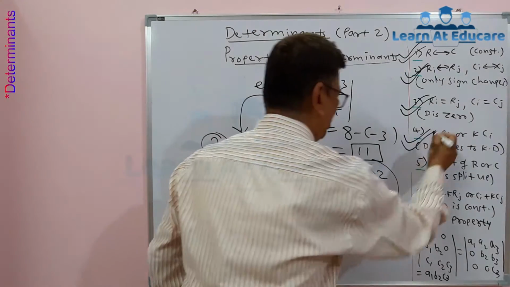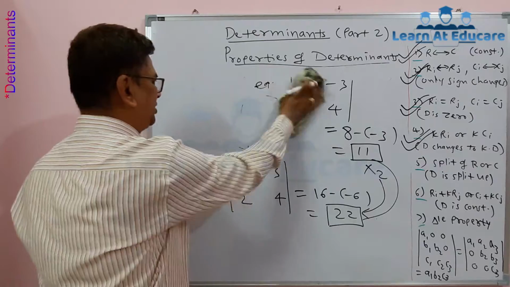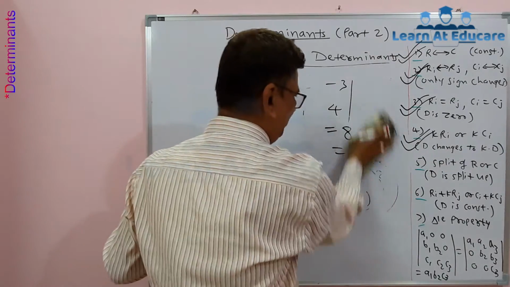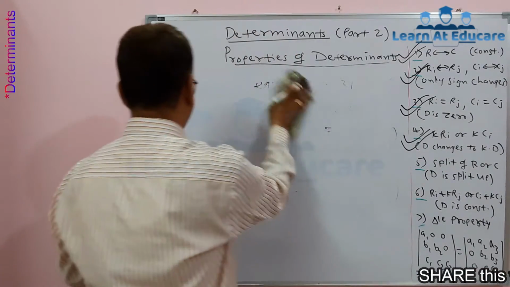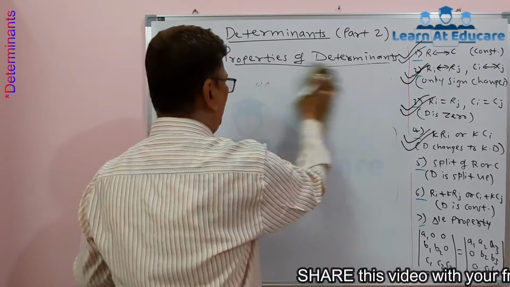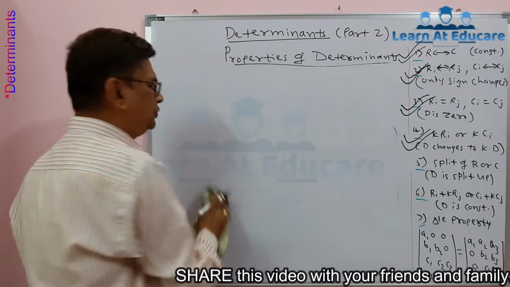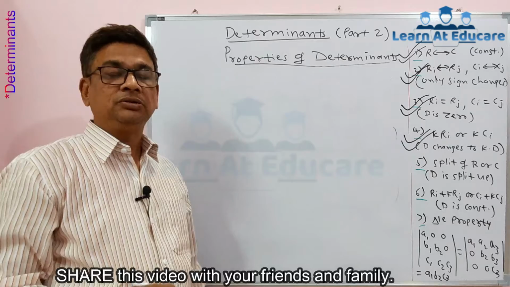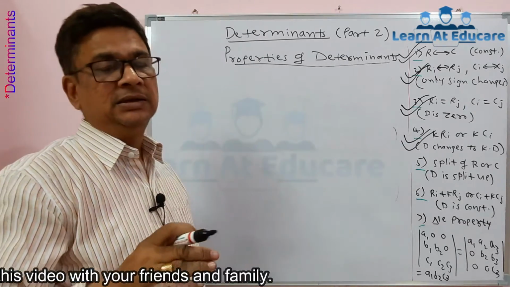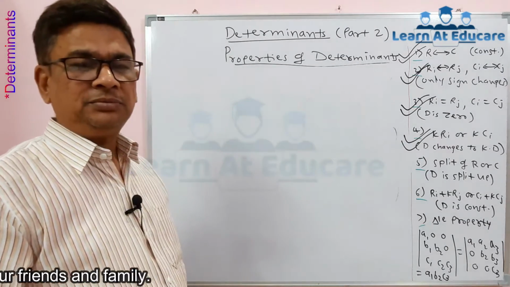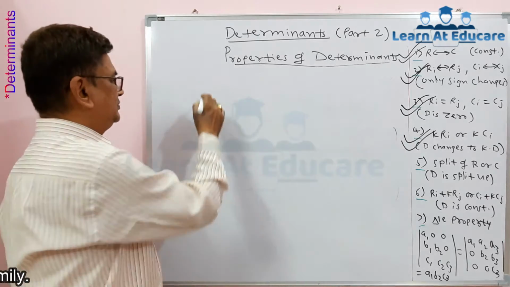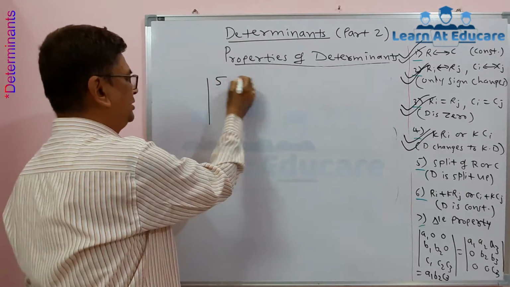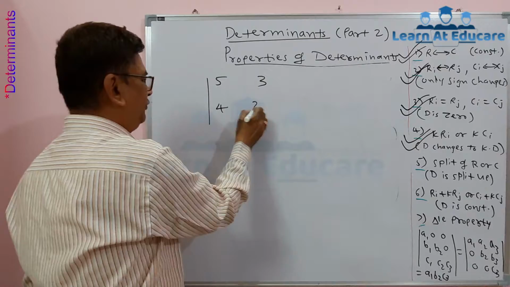So that was the fourth property. Now we take the fifth property, and the fifth property is that if you split up any row of a determinant into the sum of two numbers, then the new determinant is the addition of two determinants, something like this. Suppose we have this original determinant 5, 3, 4, 2.